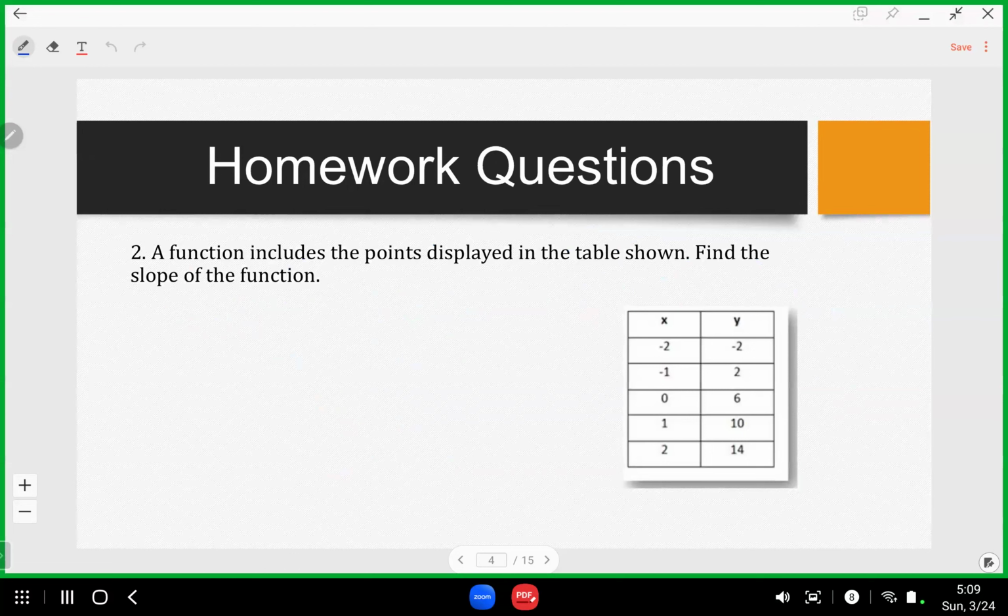Okay, so a function includes the points displayed in the table below. Find the slope. So here are the function points. You don't have the actual equation of the function, but you do know what points are included in the function, and that's all you need to know to find the slope. I'll give you a couple moments to do this.